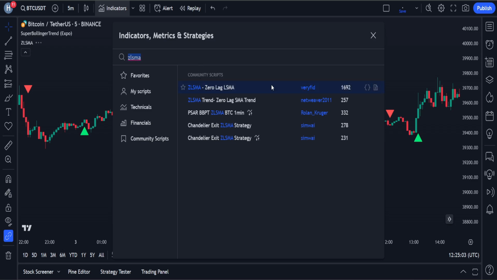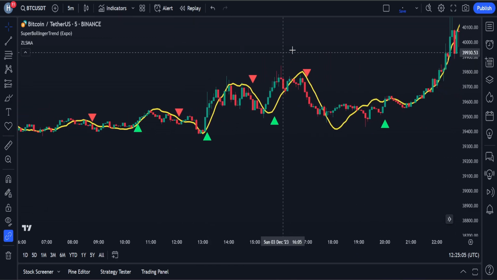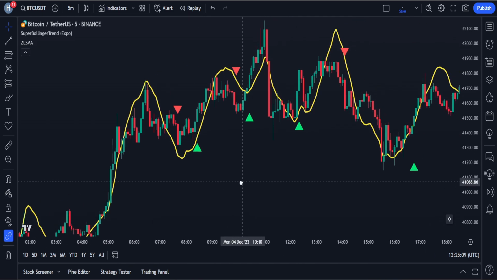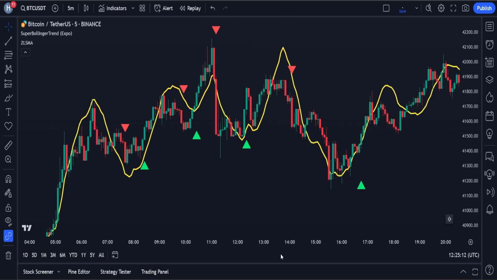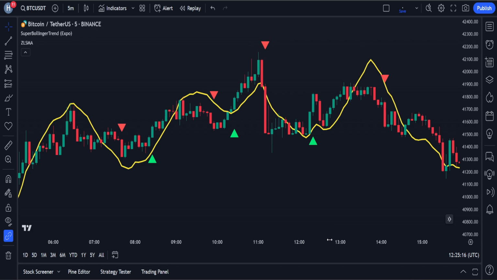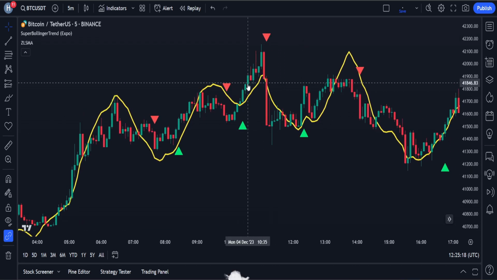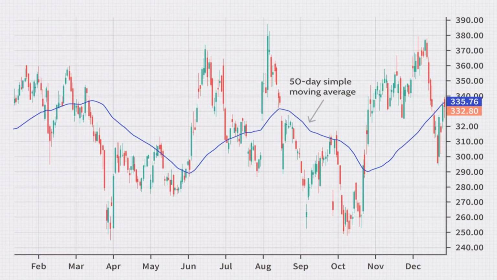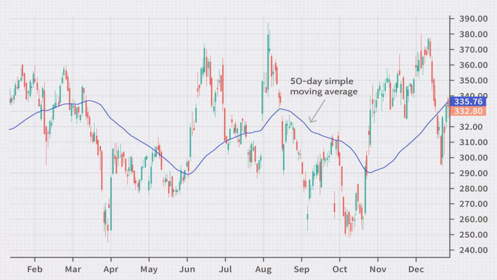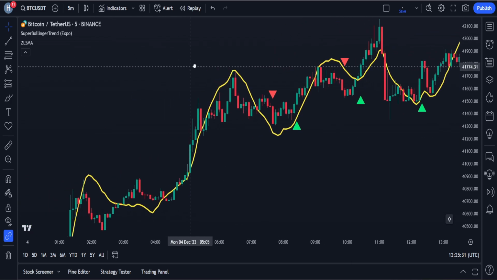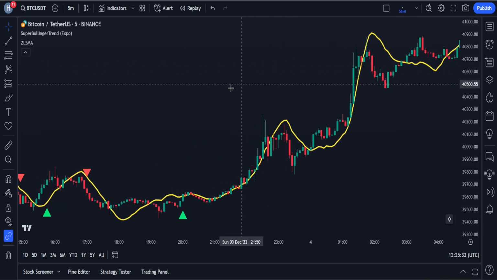Now let's see what this indicator is all about. The Zero Lag SMA indicator is a technical analysis tool designed to eliminate the lag that is inherent in traditional moving averages, providing a faster and more responsive signal for traders. The Zero Lag SMA is an improved version of the traditional simple moving average, which calculates the average of the price of a security over a specified period. However, the conventional SMA has a drawback. It tends to lag behind the current market price, which can cause delays in generating trading signals.